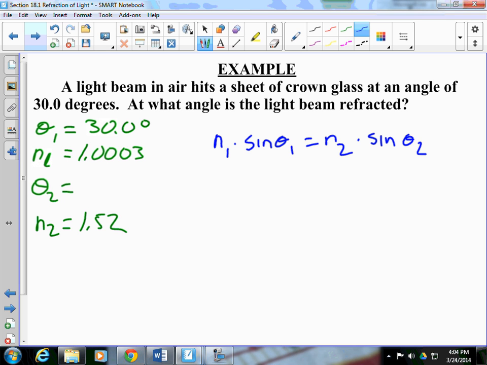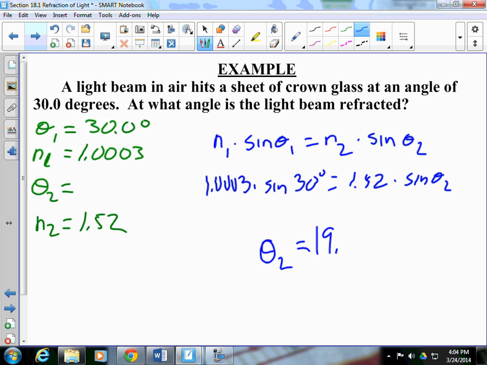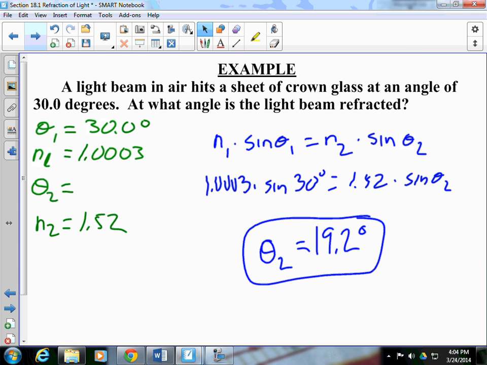We're really just going to plug and chug. 1.003 times the sine of 30 degrees is equal to 1.52 times the sine of theta 2. Now, one thing for you trig and calc students, make sure that you are working in degrees, not radians. Make sure you're plugged into degrees. You're going to go ahead and solve for this. You're going to divide by 1.2, and you're going to find out that angle 2 is 19.2 degrees. Again, make sure that you are working in degrees, not radians.